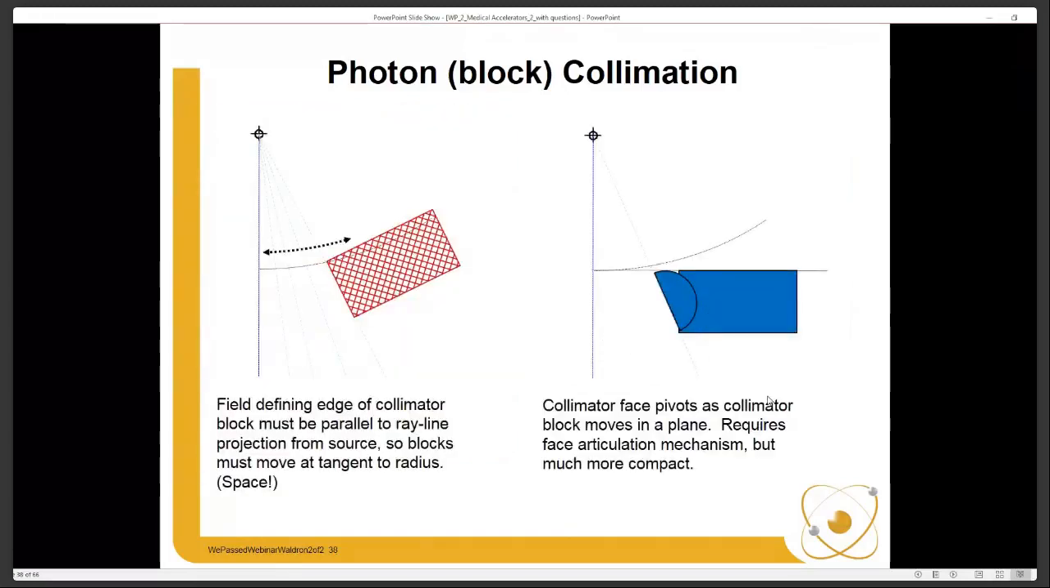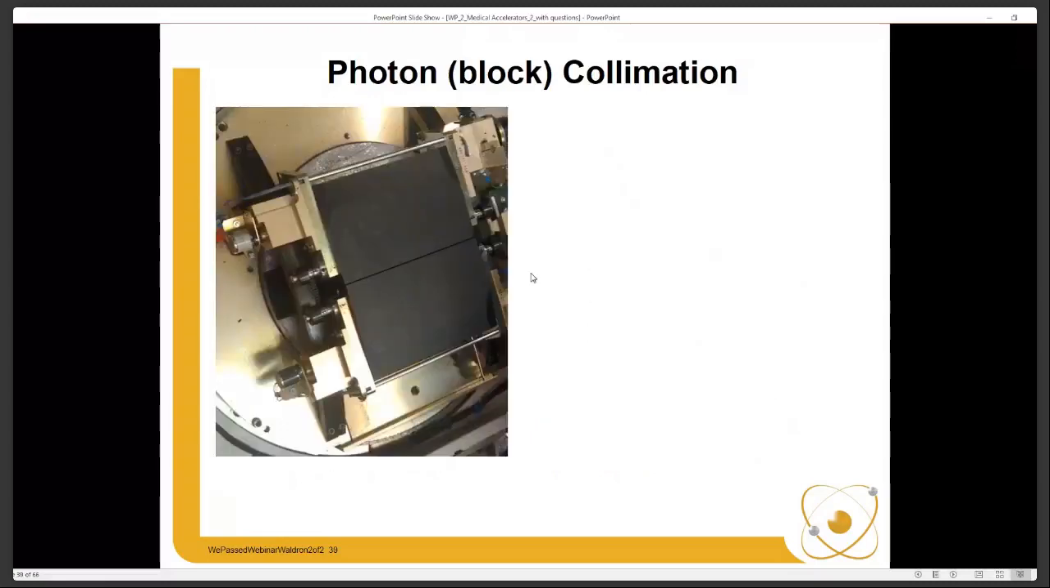Here's a photo of an upper set of jaws from a Varian machine with the lower jaws removed and the MLC removed. And so the way these work is this is a regular block style, and so that means the jaw has to travel in a curved path. And so it travels on this track, which is curved. It's sort of arch-shaped.